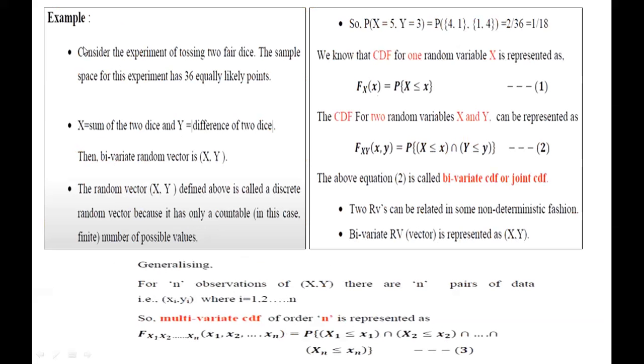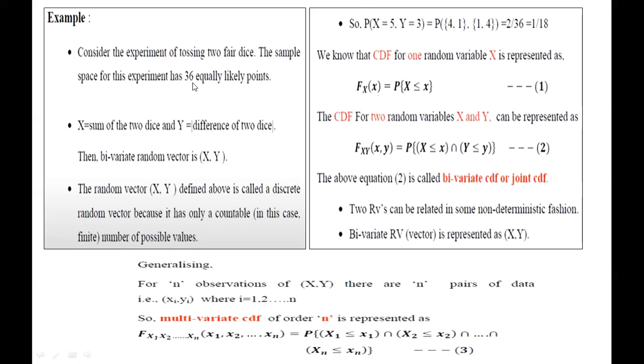So let us look at an example. Consider the experiment of tossing two fair dice. The sample space for this experiment has 36 equally likely points. Our dice has 6 faces. So here we are tossing a dice twice, that is 2 times. The total number of equally likely outcomes is 36.